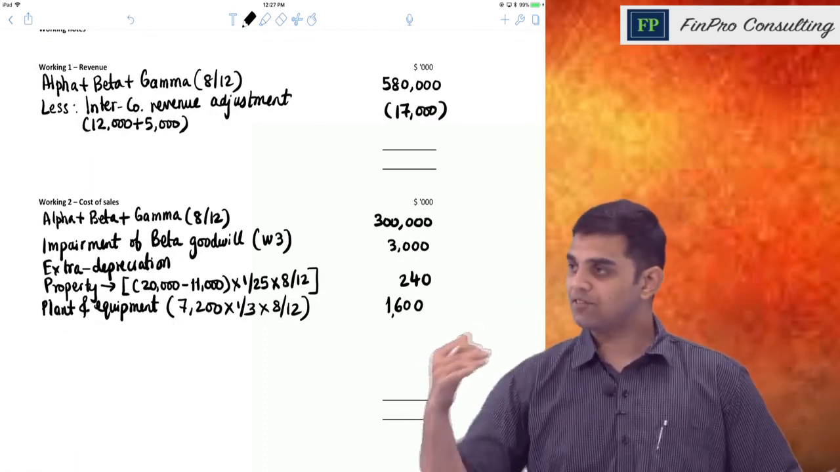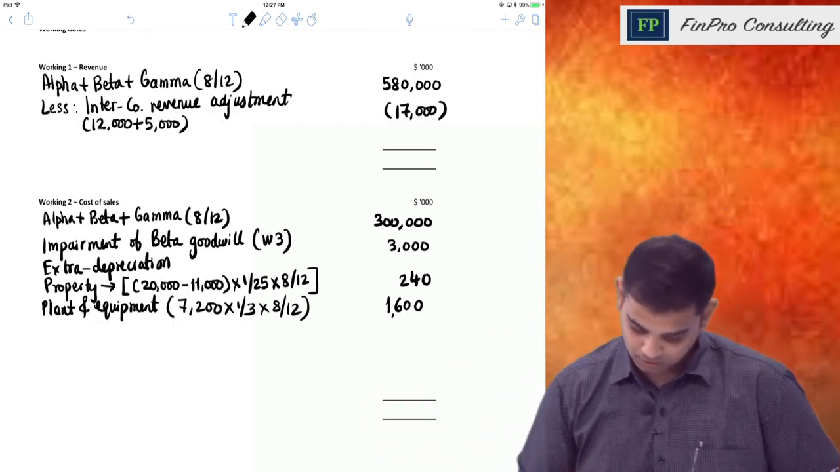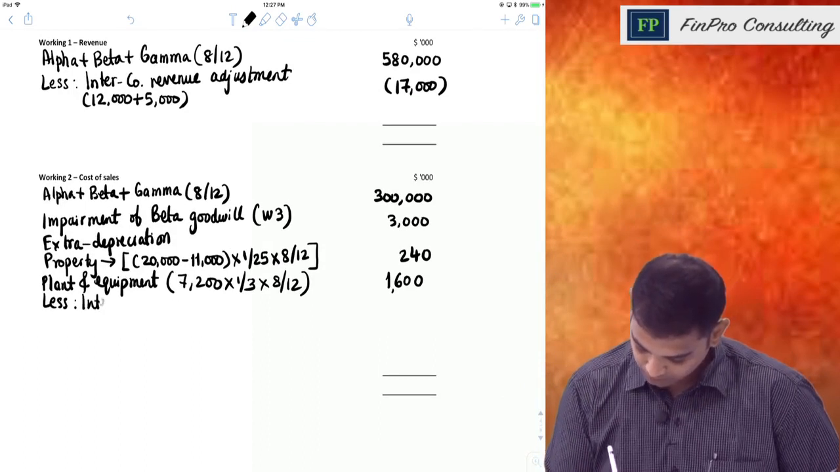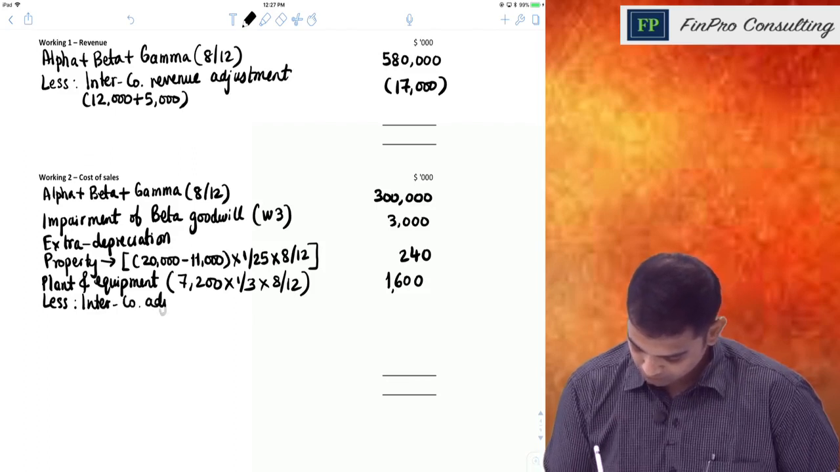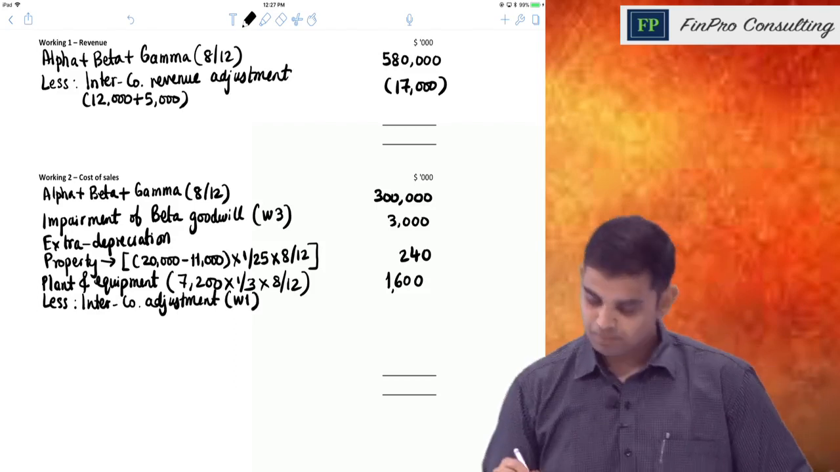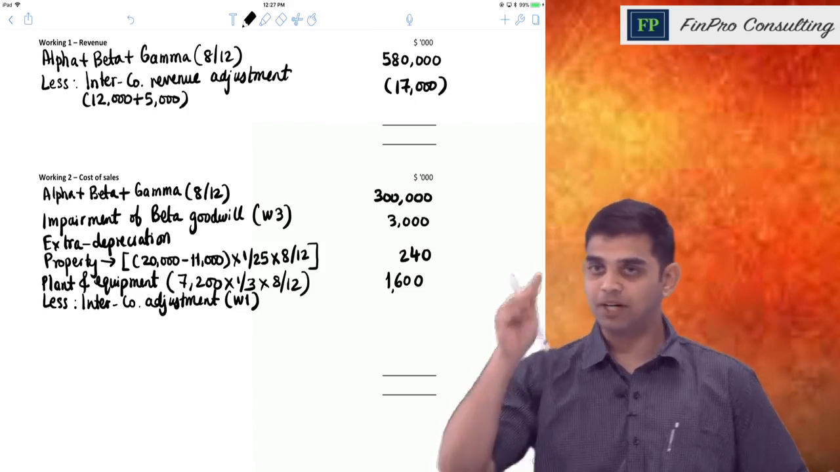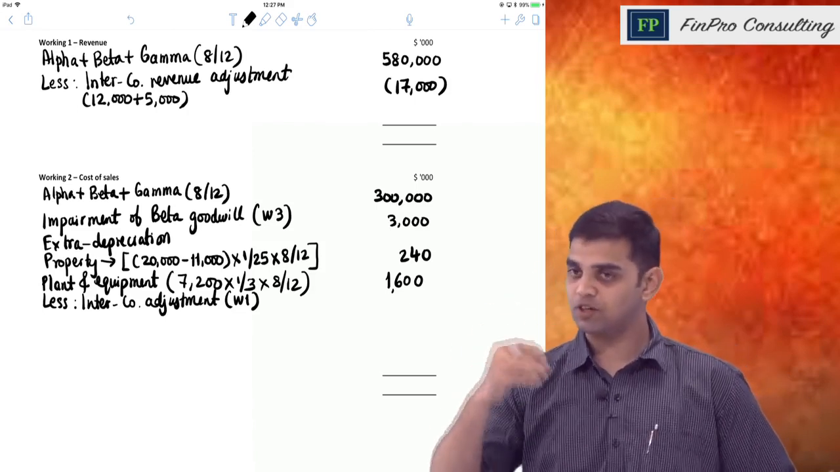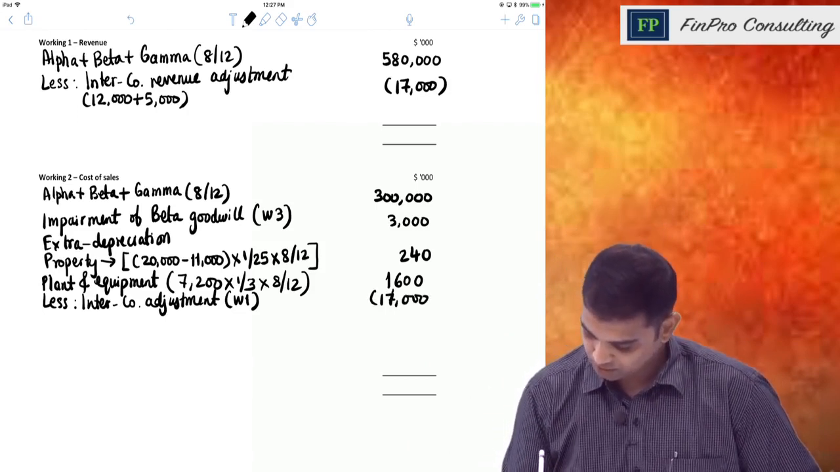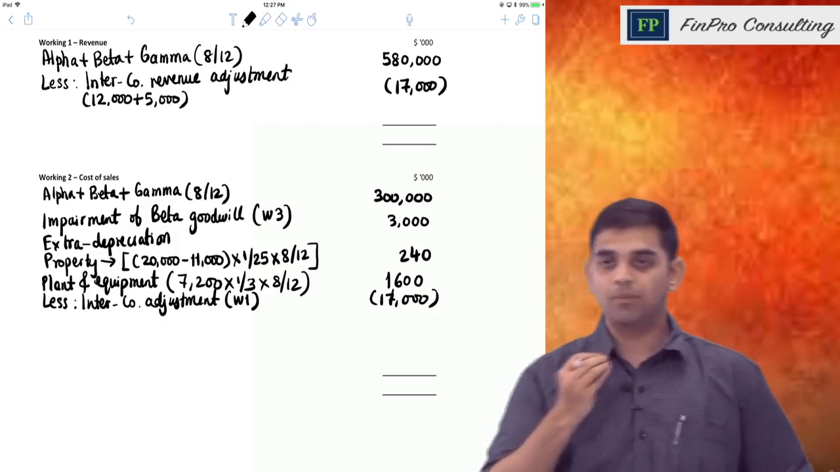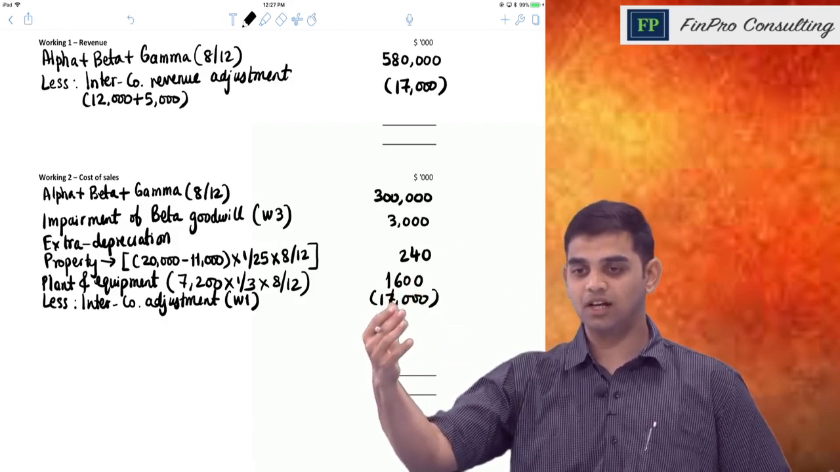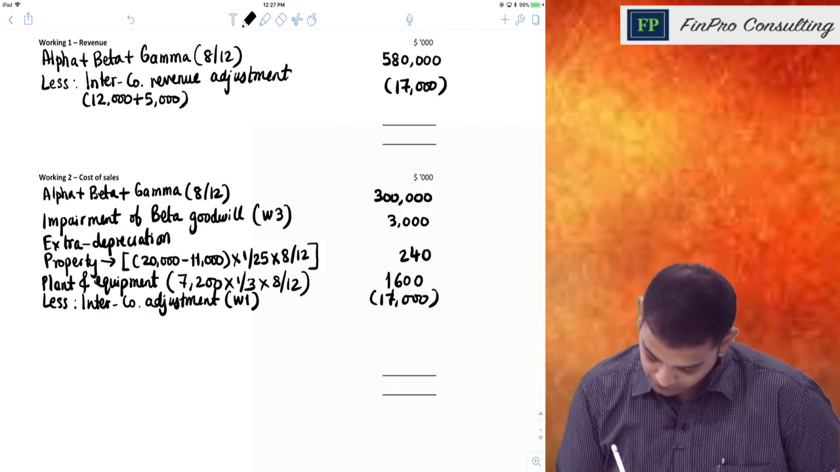Now, when I reduce the revenue, I have also to reduce cost of sales by the same amount. So less intercompany adjustment. You give a reference of working note 1. Plus or minus? Minus, because I am reducing my cost of sales. I am reducing my profit also, I am reducing my expenses also. So less 17,000. Now, I have taken entire 17,000 of cost of sales, but I have to reverse the certain amount of unrealized profit. So write next unrealized profit.